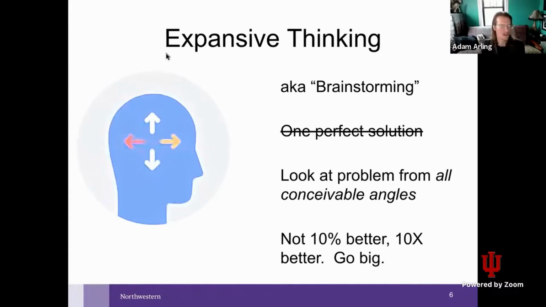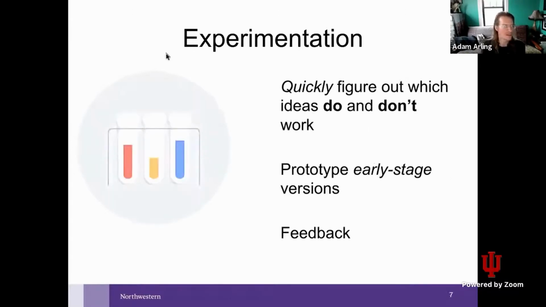Expansive thinking is more or less brainstorming. The focus is not on arriving at a single perfect solution, but rather to really try and see an issue from every conceivable angle. Expansive thinking is also about thinking really, really outside the box and going big. So instead of aiming for something just a little bit better, really trying to stretch our brains to aim 10 times better, even if this is unrealistic. This exercise alone may open doors to solutions previously unseen.